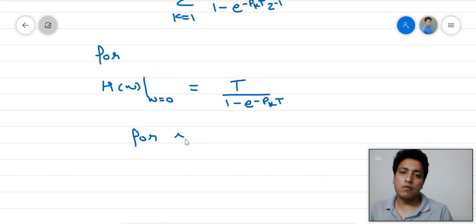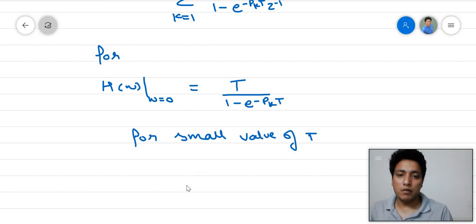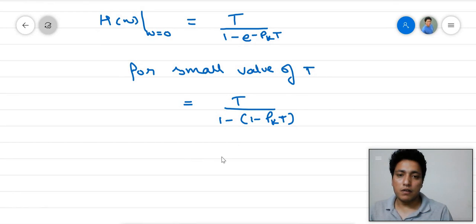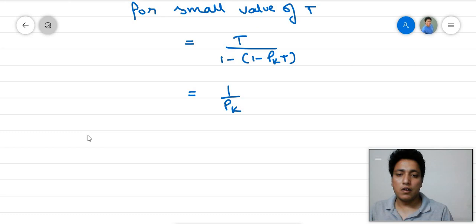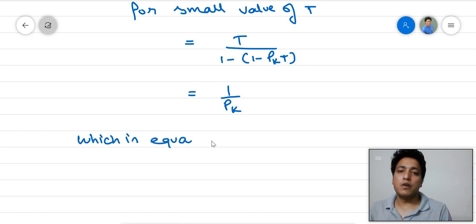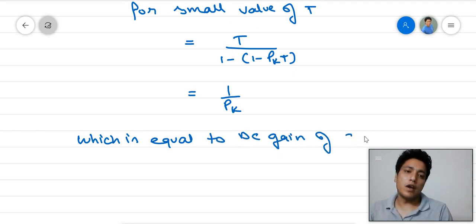For a small value of t, it will be equal to p over 1 minus 1 minus pk, which will give 1 by pk, which is equal to DC gain of analog filter.